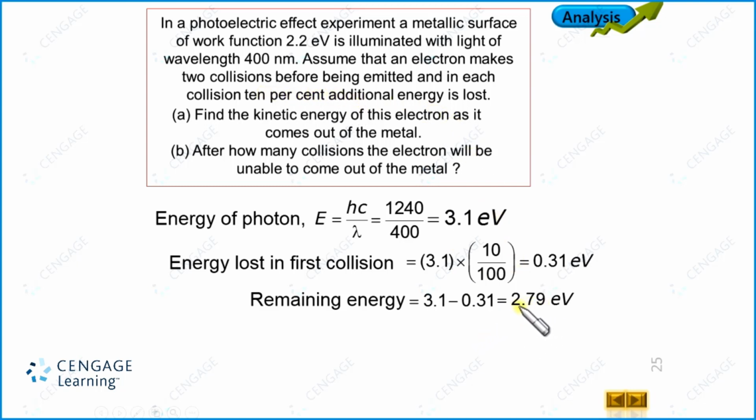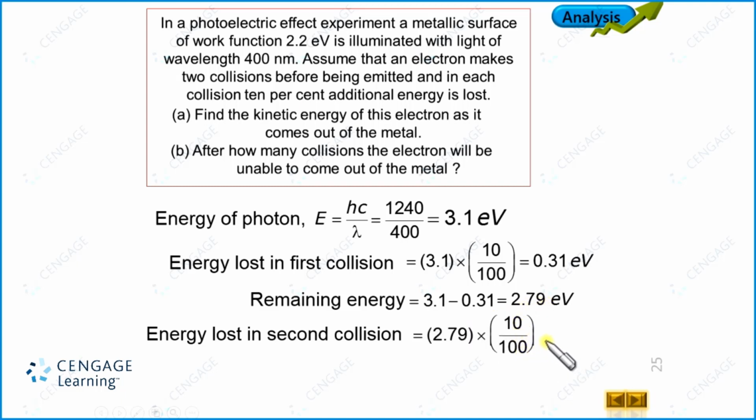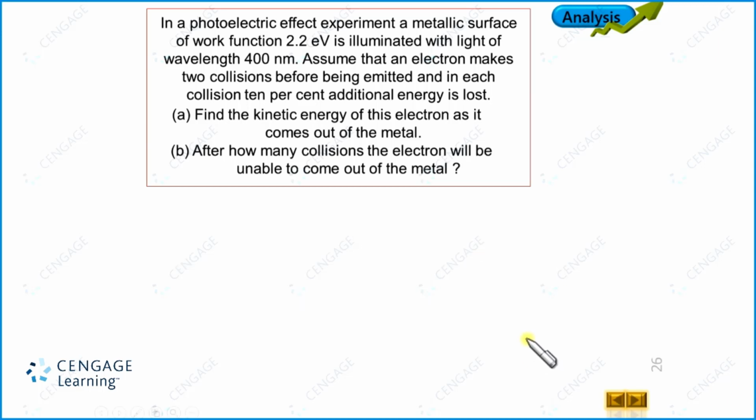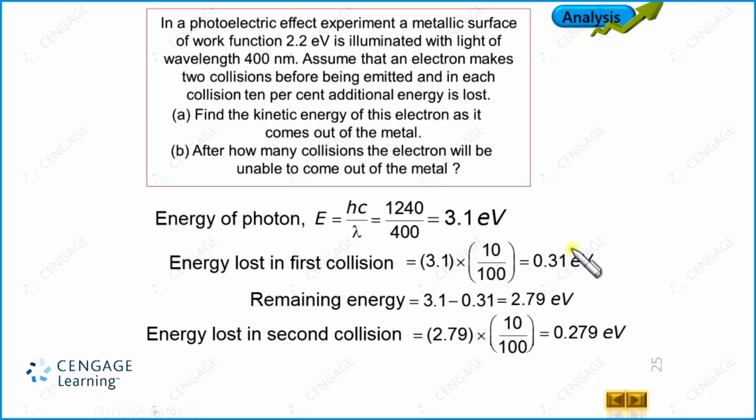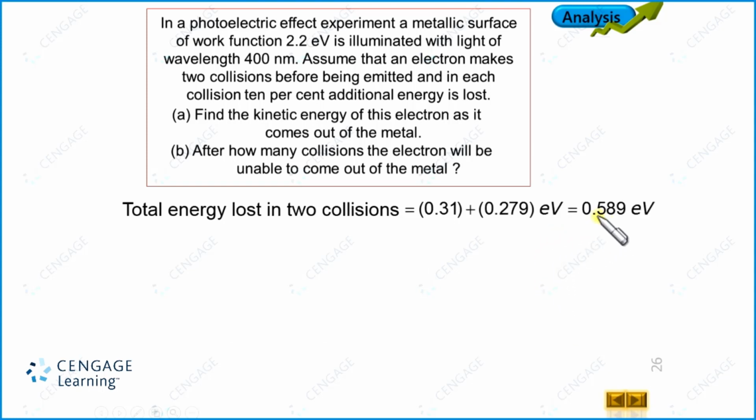So we need to find 10% of this value. We can now write 10% of this value as 2.79 multiplied by 10 by 100, and this is 0.279 electron volt. Now let us calculate the total energy lost in two collisions. This is the energy lost in the first collision, this is the energy lost in the second collision. So let us calculate. This value is 0.589 electron volt, right?